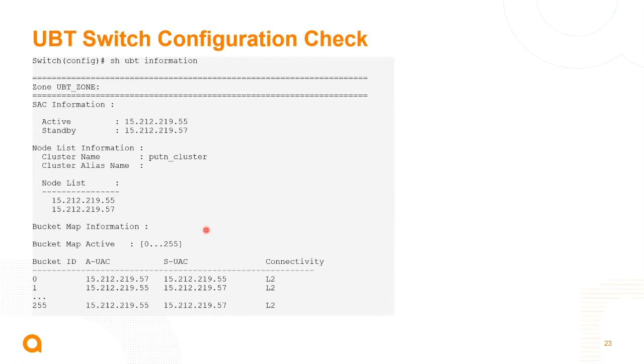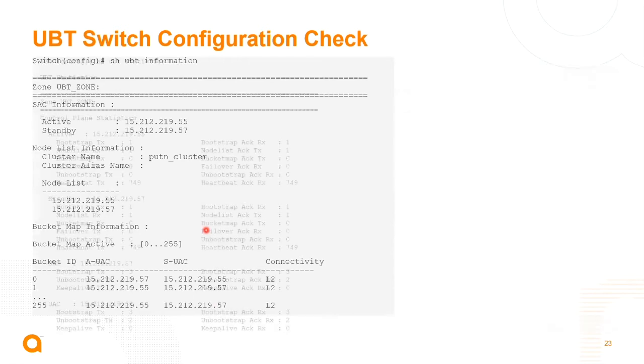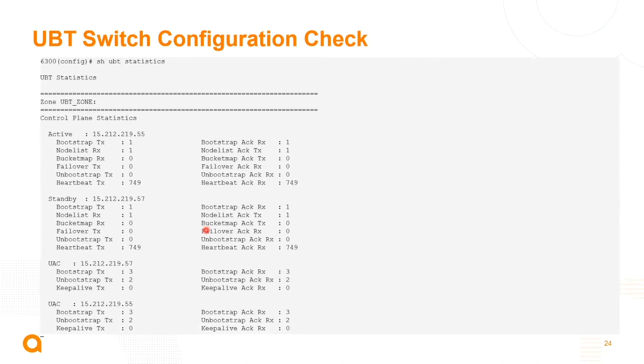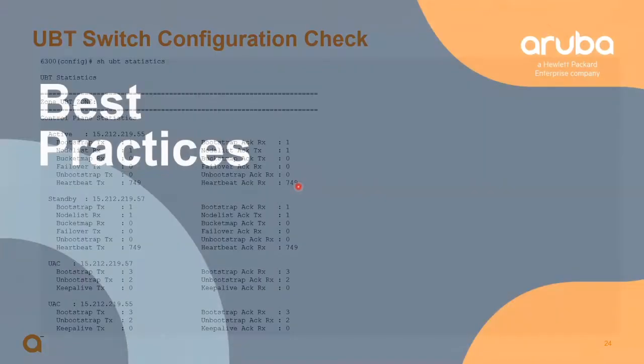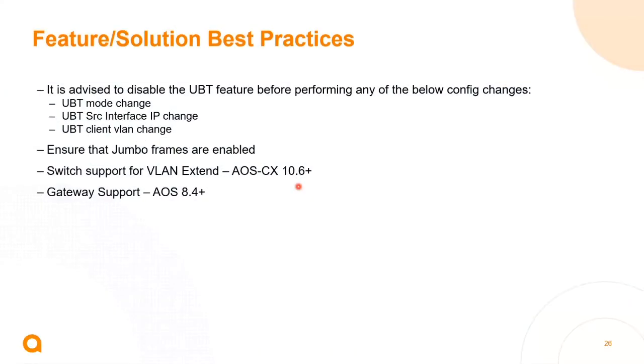Show UBT information will show you the bucket map. This will go off the screen, but I cut it here, but it'll show you all the bucket IDs. So all the hashing of which users will go to which gateways in the cluster. As hundreds and hundreds of users come online, they will be balanced out appropriately and fairly equally across all the gateways.